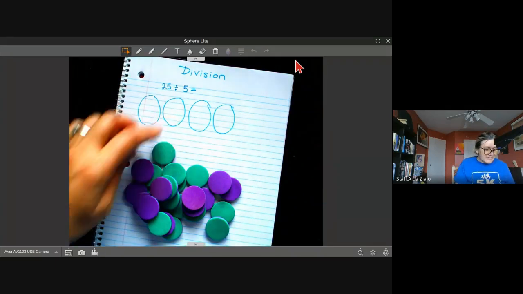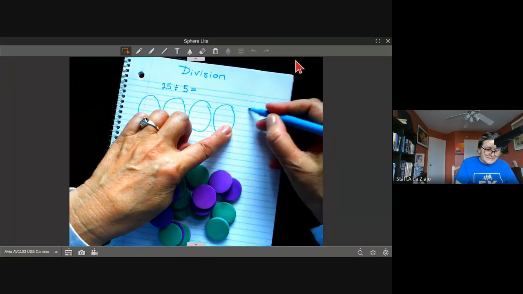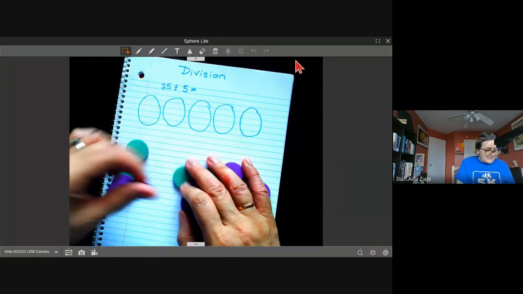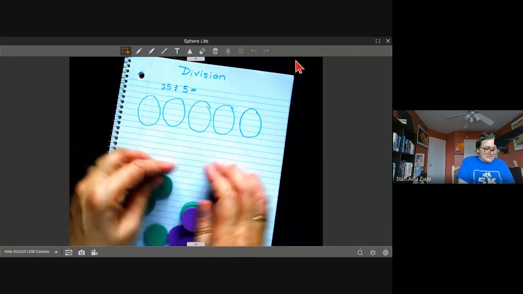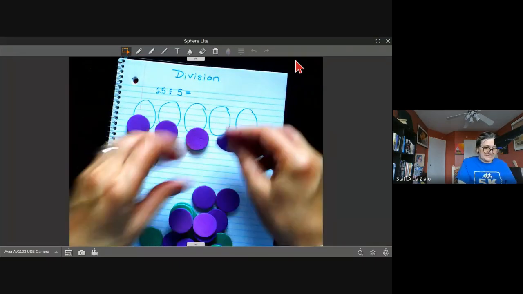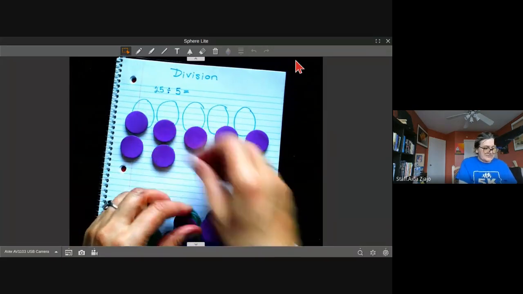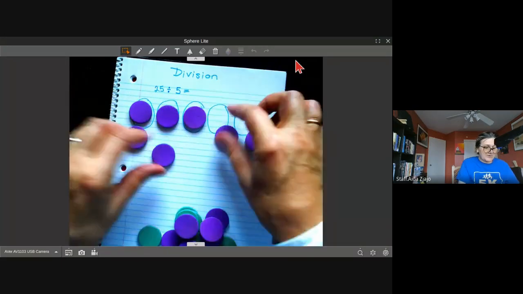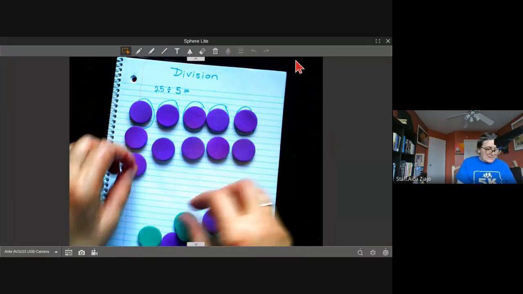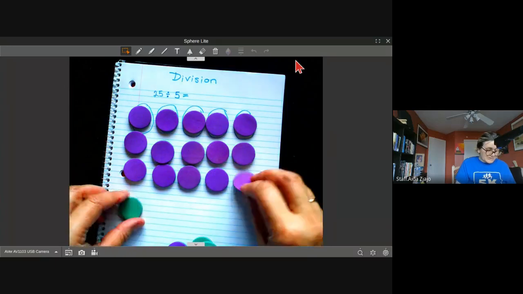So I can model it and say, oh, I have 5 groups, and then I can equally share. One in this group, one in this, one in this, one in this, one in this, and I keep sharing. Okay, I'm going to pretend these are my groups, and I'm going to share equally in each of these. So I will see how many each person will get.